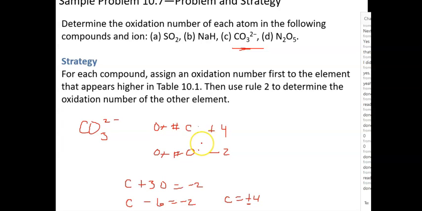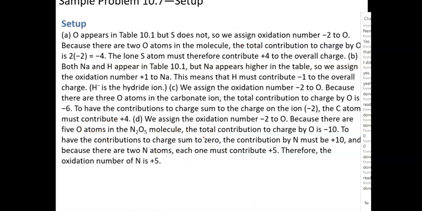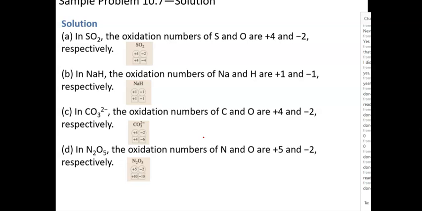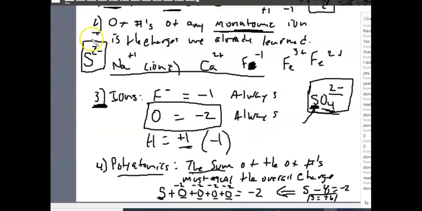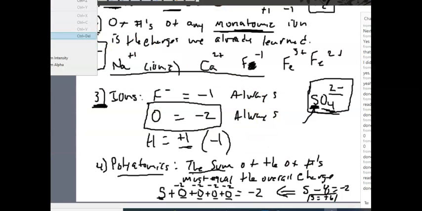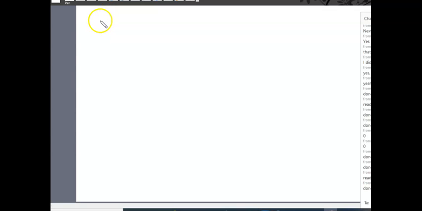Okay? That makes sense? Let's do a bunch of these. I want you guys to really get good at this. It can be a little confusing at times. So let's do that. All right, let's put these up here. Let's do phosphates.